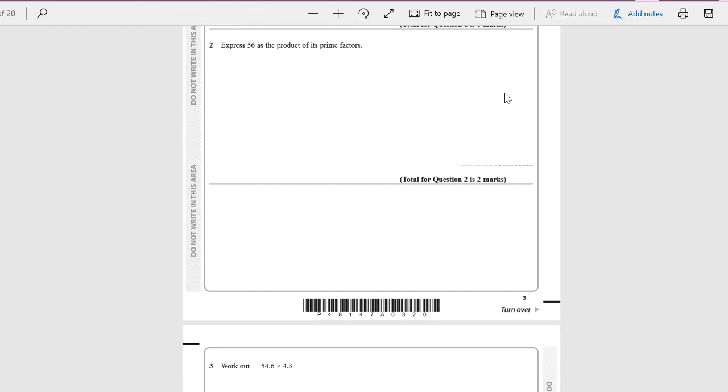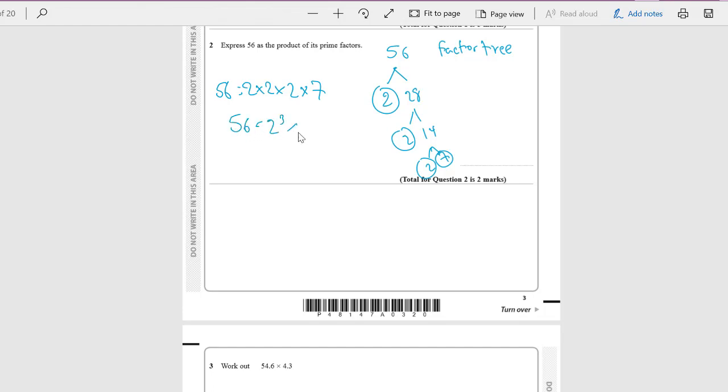Question 2: express 56 as a product of its prime factors. So let's break it out using a factor tree. The first thing is 2, 28, then 2, 14, then 2, 7. So we circle the 2s and circle the 7, because now we've ended up with prime numbers which can no longer be simplified or broken down. How many 2s do we have? 1, 2, 3. So 2 times 2 times 2, and then we have 1 seven, which equals 56. We can write this as 56 equals 2 to the power of 3 times 7. So either way.